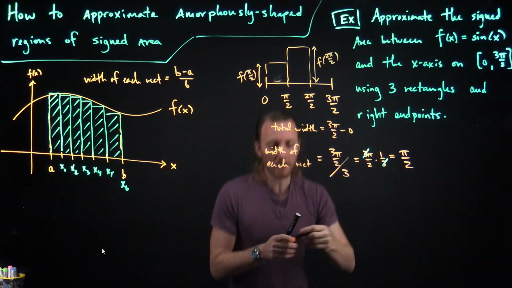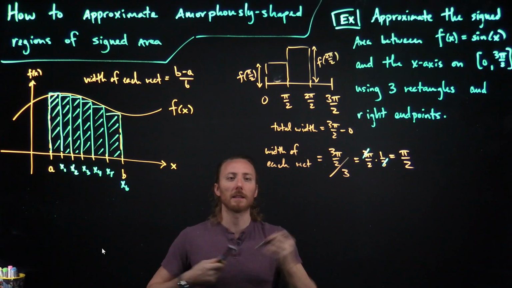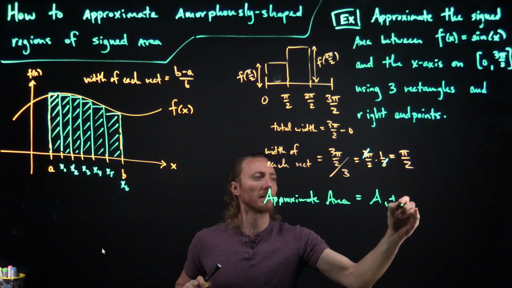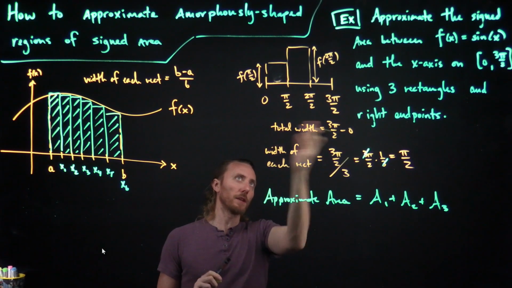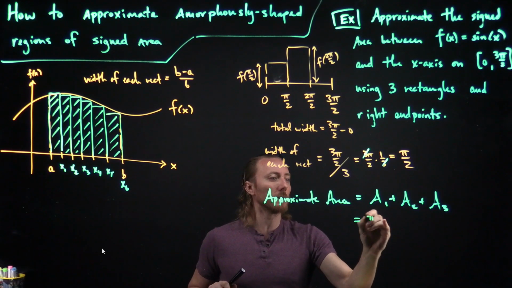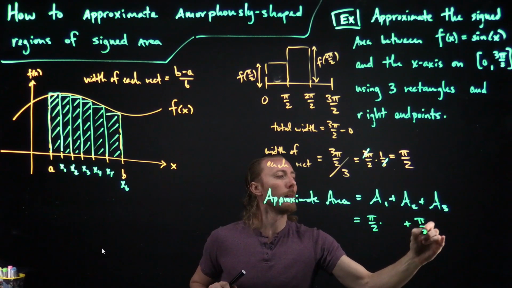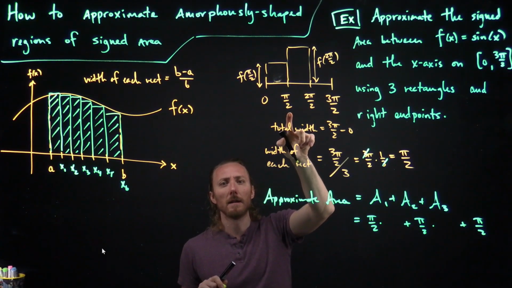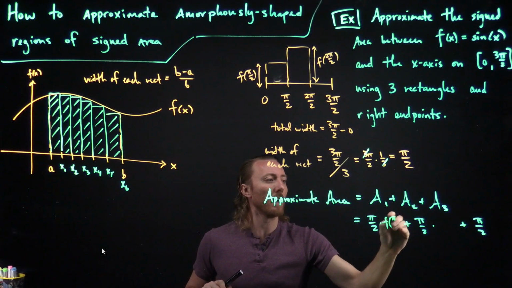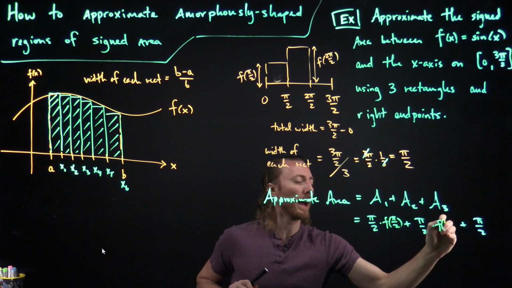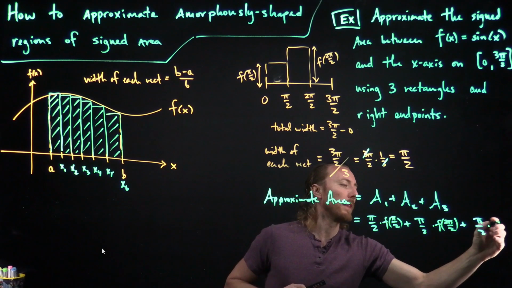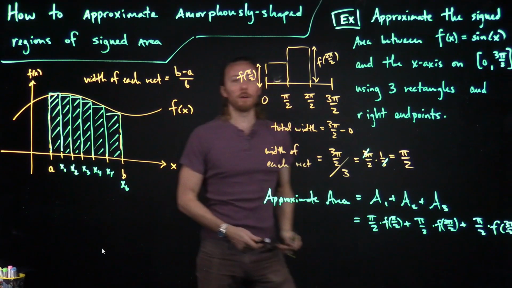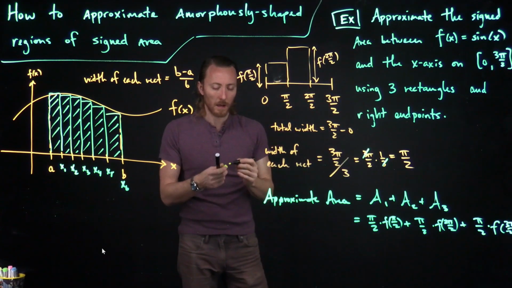So when we look at the approximate signed area, taking a nod from what we had seen previously, the approximate area in this case would be just the sum of the area of 3 rectangles, because we only have 3 rectangles in our picture. And in fact, each of those rectangles has a width of pi over 2. What about the heights? Well, the heights are dictated by the evaluation of the right endpoints. So here we'd have f of pi over 2, because that's the first right endpoint. Then we'd have f of 2 pi over 2. That's the second right endpoint. And then we'd have f of 3 pi over 2, because that is the evaluation of our function at the third right endpoint. So these are our 3 heights of our rectangles.